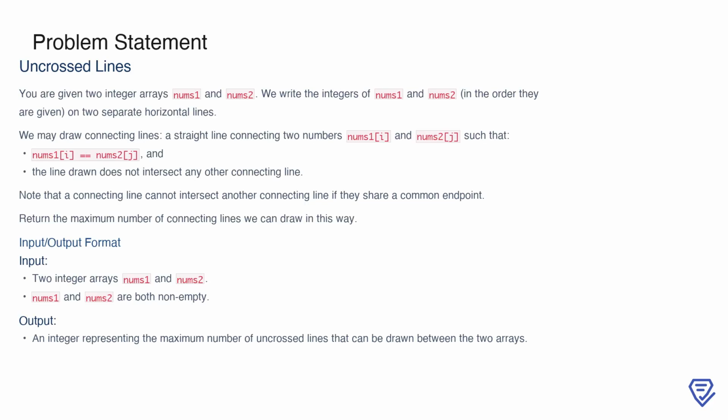In this problem, we are given two integer arrays, nums1 and nums2, and we need to draw connecting lines between their elements under specific conditions. A connecting line can only be drawn between two numbers if their values are equal, that is, nums1[i] equals nums2[j]. Additionally, these lines must not intersect with each other. This means that the lines cannot cross over or share a common endpoint. Your task is to determine the maximum number of such uncrossed lines that can be drawn between the two arrays. The output will be an integer representing this maximum number of lines.